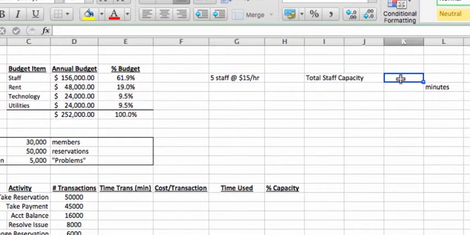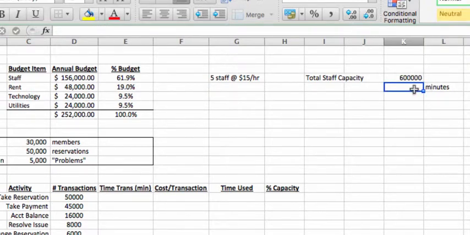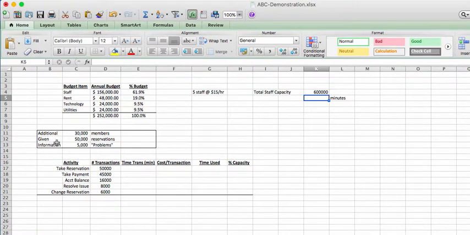When we figure up the total staff capacity, that's going to be slightly different because we base it on the 50 weeks in a year. We have 5 people times 8 hours in a day times 60 minutes in an hour times 5 days in a week times the 50 weeks in a year, and that's going to give us a total of 600,000 minutes available. So we're going to set this aside for a minute and go back to some of our given information, that we have 30,000 members, 50,000 reservations, and 5,000 problems that must be solved.